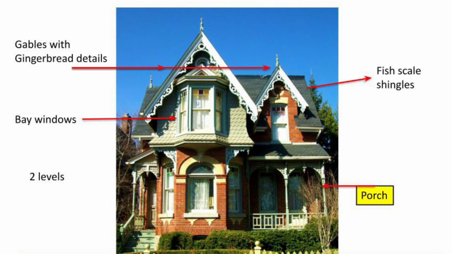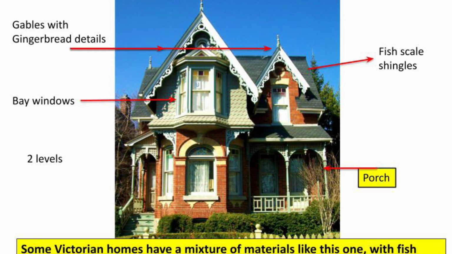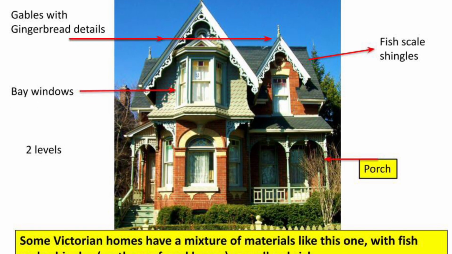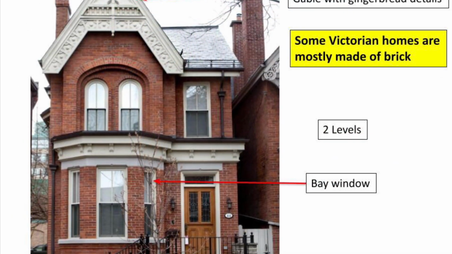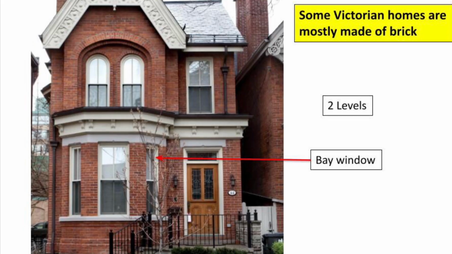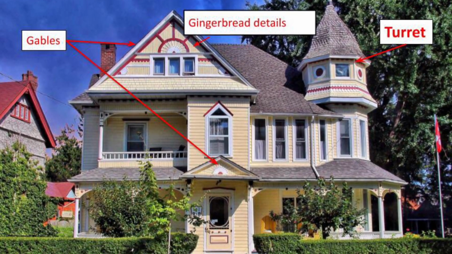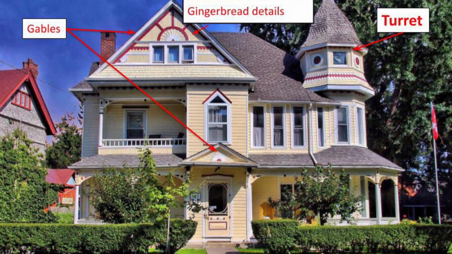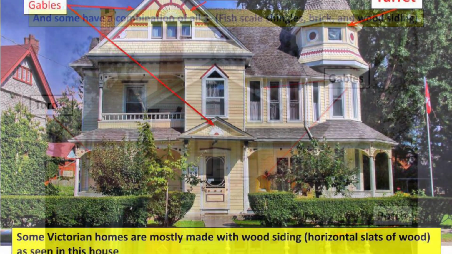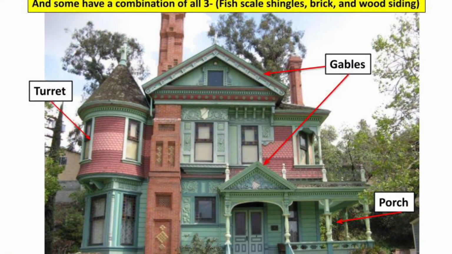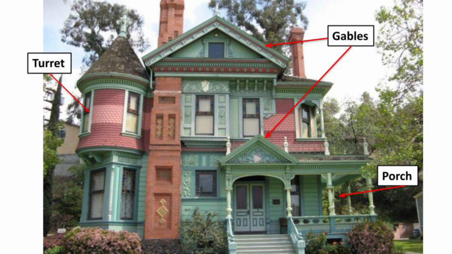And some Victorian homes have a mixture of materials like this one. This house has fish-scale shingles on the roof and on the front of the house, as well as brick. And some Victorian homes are almost entirely made out of brick, like you see here in this photo. Some Victorian homes are mostly made with wood siding, which are horizontal slats of wood, as you can see here in this house. And some have a combination of all 3. This house has fish-scale shingles, brick, and wood siding.